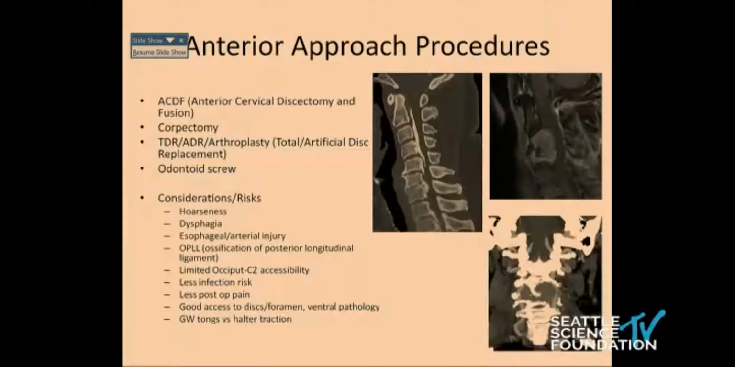Benefits of this approach are less infection risk and less post-op pain. And then there's the decision whether or not to go with Gardner-Wells tongs or halter traction. The pictures on the right are actually a case Dr. Screen did yesterday, a sagittal view of a C3-4 lesion. We don't know what it ended up being, but they think it's maybe plasmacytoma. And then you can see in the coronal CTA beneath that how it splays the vertebral arteries out to the side, which you'd want to take into consideration in your anterior approach.